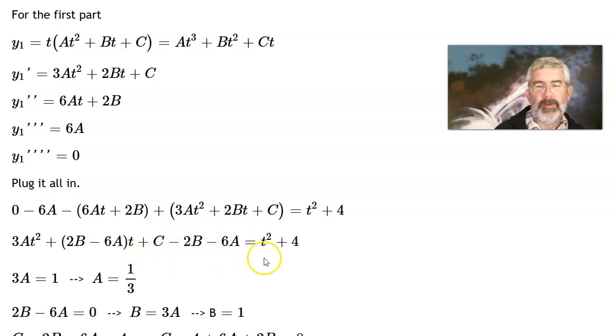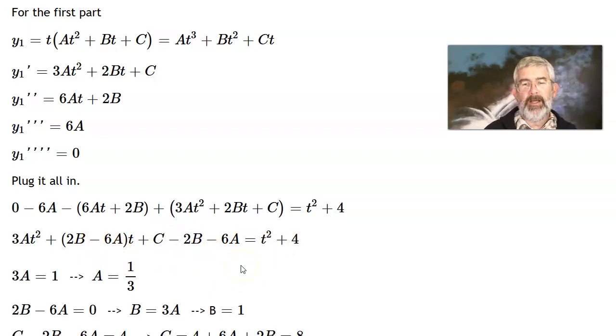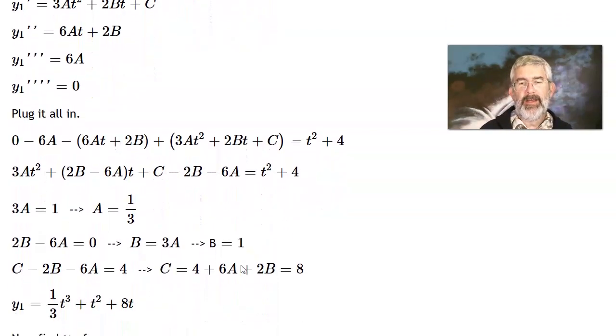If the polynomial on the left is equal to the polynomial on the right, then all of the corresponding coefficients have to be the same. So 3a has to equal 1, 2b minus 6a has got to equal 0, and c minus 2b minus 6a has got to equal 4. This first one gives me that a equals 1/3. The second one, solving for b, it should be 3 times a, and a was already figured out to be 1/3, so b is 3 times 1/3, which is 1. Then plugging in for b and a, I can figure out what c is, and c turns out to be 8.